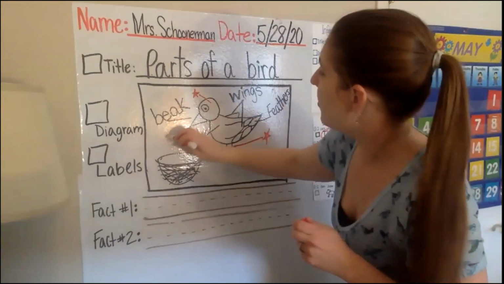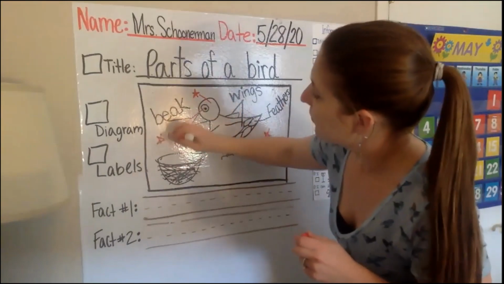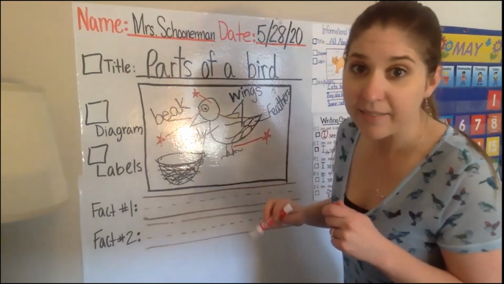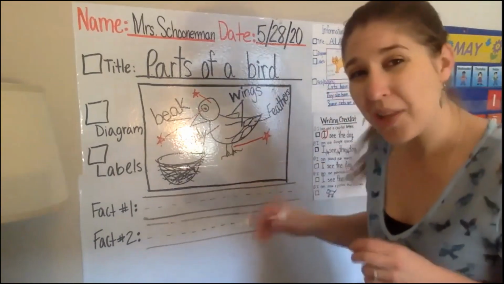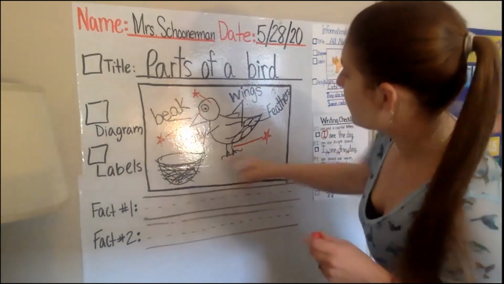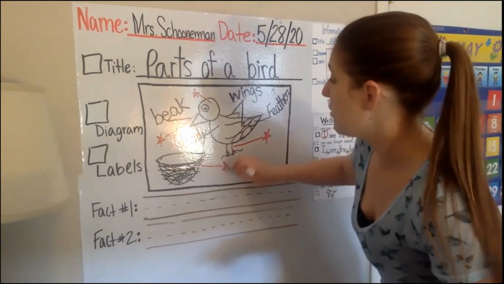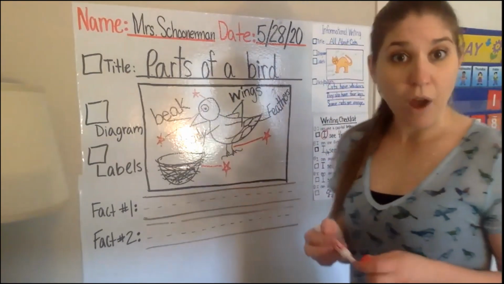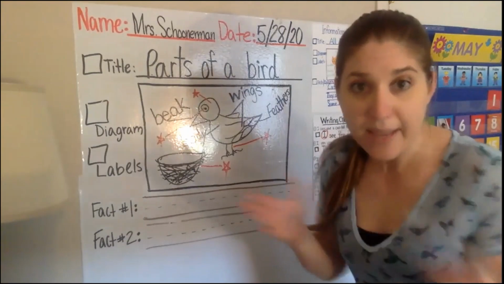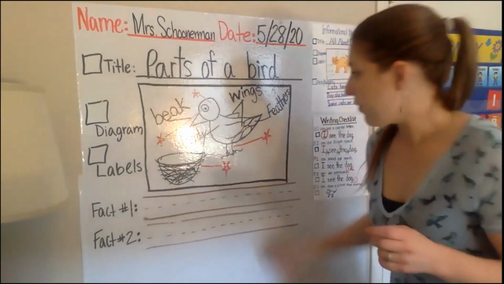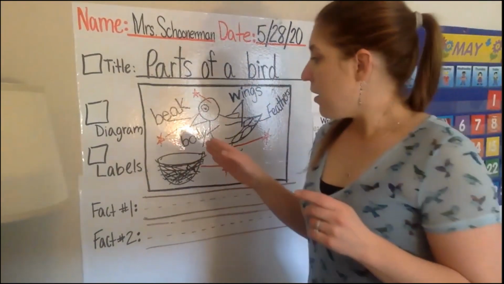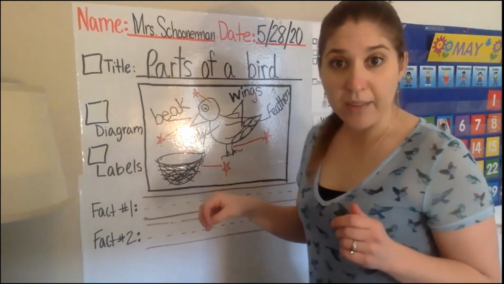You could add a label for the eyes. Or maybe you will add some labels to some things that you add around the bird. Maybe you will add a label because you drew a nest. So you'll draw a nest, label a nest for your picture. Right, we're done with our labeling.